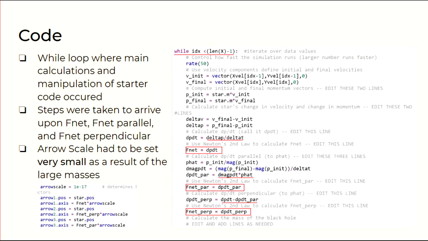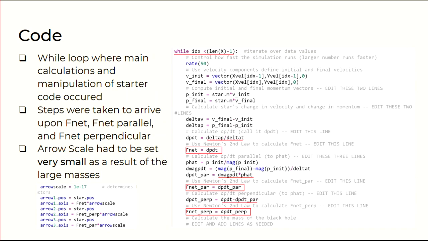Moving on into the main portion of the code, it is one big while loop that has the goal of determining the net force as well as its parallel and perpendicular components. To start, Fnet is found by determining the change in momentum over the change in time. Then, F parallel is found by determining p hat and dividing it by the magnitude of dp over dt.